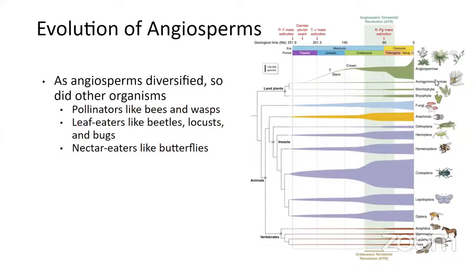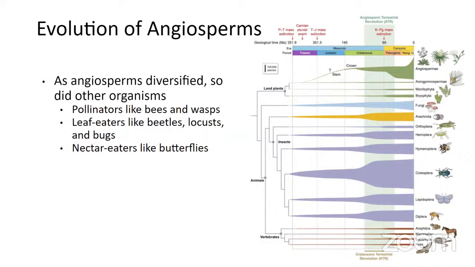We can also look at this relative to other types of life. So here at the top, we see the angiosperms, in green, this top one. So we can see that around the same point, the angiosperms are diversifying. So as we're getting more different species of angiosperms in more different niches doing different things, we also have, especially within our insects, a similar explosion. So we start to see an expansion of pollinators, so bees and wasps as examples. We also have things that eat leaves expanding, so beetles, locusts, and bugs.